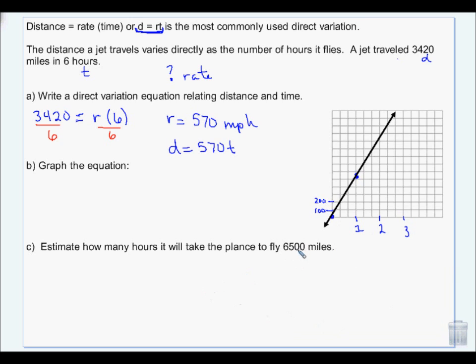How many hours will it take to fly 6,500 miles? Well, we can take that 6,500. The first one was in an hour. And that's 570 times t. Divide both sides by 570. And that's going to be about, so I'm going to use this squiggly equal sign that means approximately or about. So it's going to be about 11 hours.